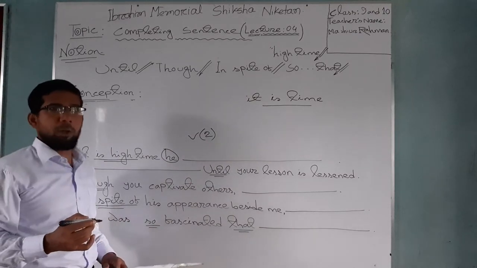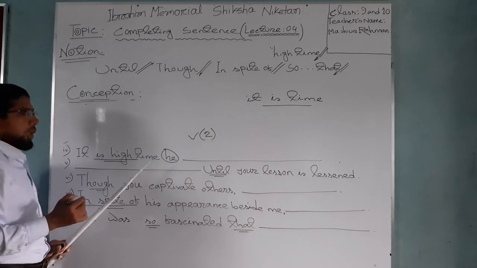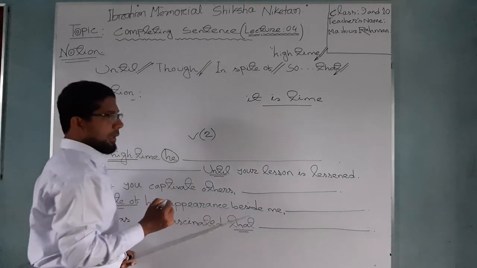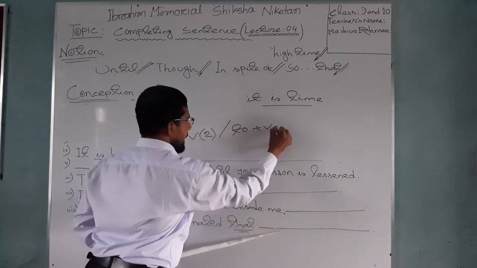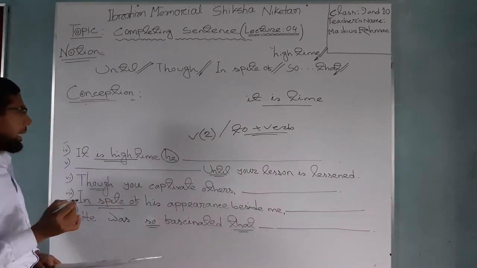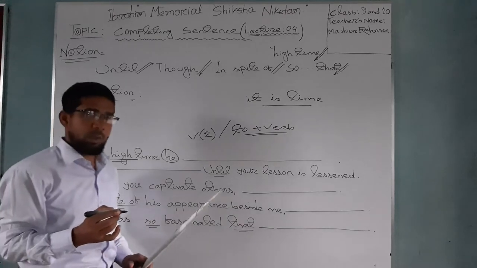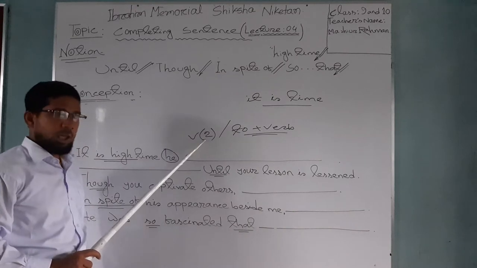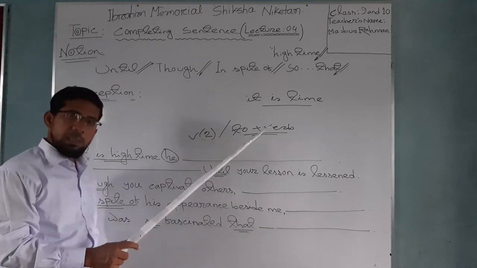But a question may come in your mind. What is the another rule of "it is high time" or "it is time"? If the subject does not exist, that will be only infinitive, means to plus verb. To plus verb in absence of subject. Clear? Okay, I have tried to tell you two rules. After "it is high time", if you see any kind of subject, that will be past indefinite. If subject is absent, in this case, you need to plus verb.